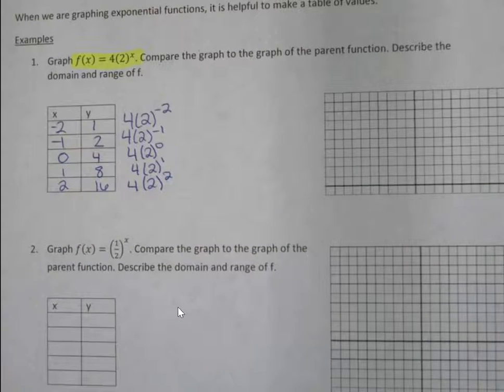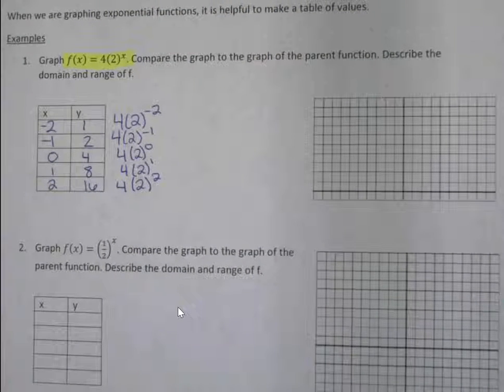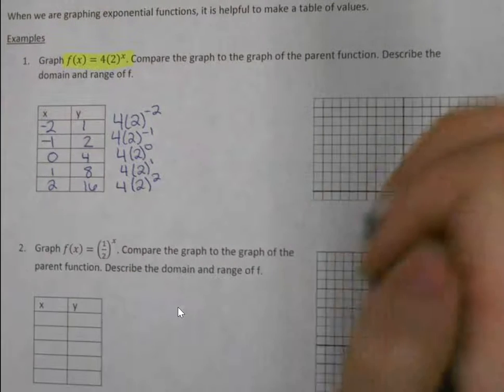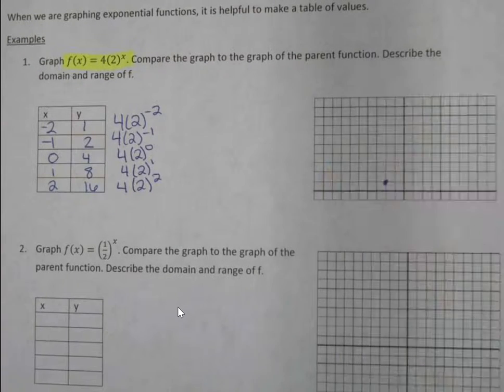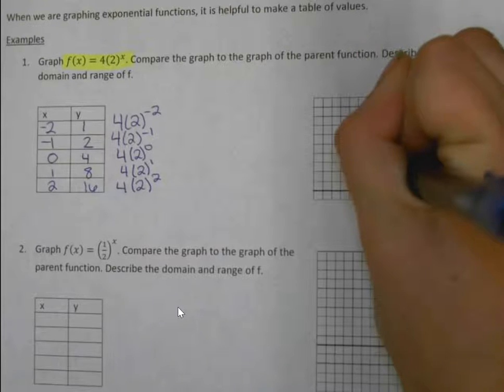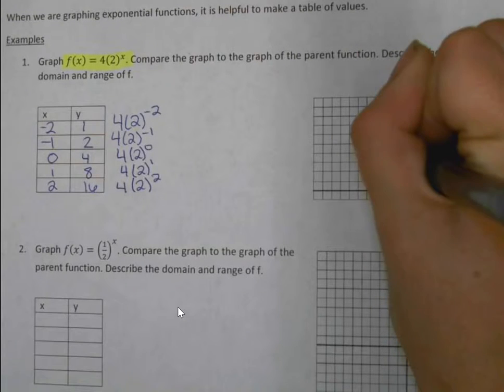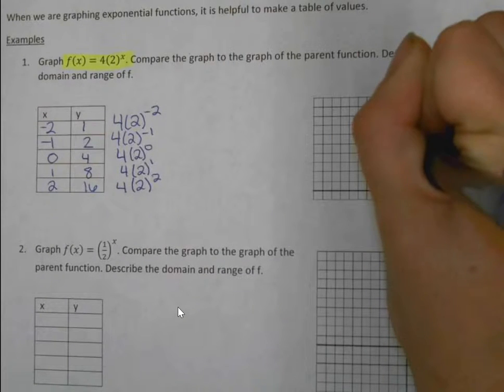Okay, so now I need to graph this. If I graph this, the last point, the 216, is not going to be able to fit on. And that's okay. I need at least 3 points to always make a graph. So I'm going to start at -2 and go up 1 and put a dot. I have -1, 2, 0, and 4.